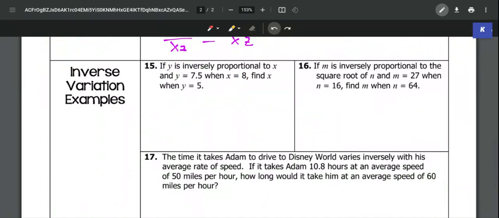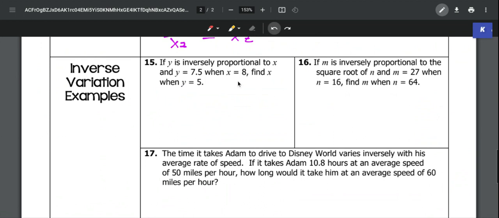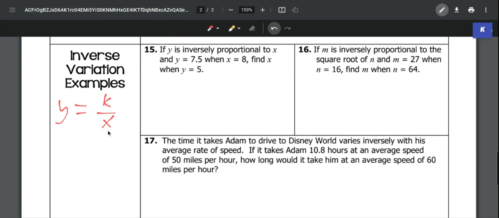So inverse variation is very similar, except now we're going to use our general form or general equation to set up another type of equation for us to solve these. So if we look at inverse variation, we have y is equal to k over x. If we want to know what k is equal to, all we've got to do here is multiply both sides by x. So we'll end up with xy is equal to k.